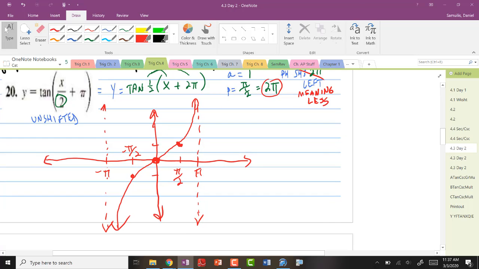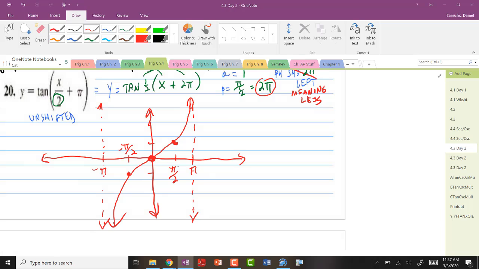Okay. 1 pi over 2. 2 pi over 2. 3 pi over 2. 4 pi over 2. 5 pi over 2. And 6 pi over 2, which is 3 pi.